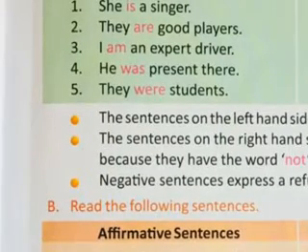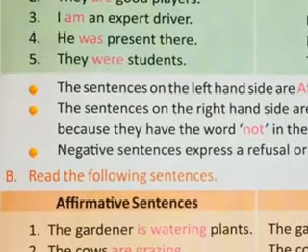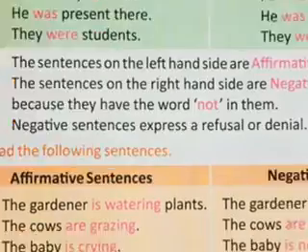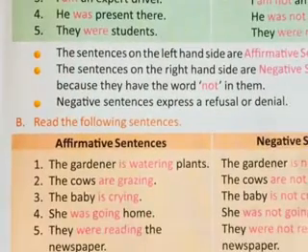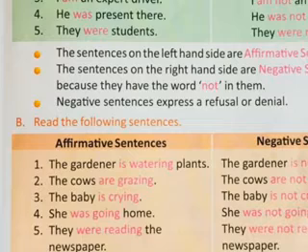A, read the following sentences. This is of first type, affirmative sentences, and here you can see negative sentences. So with the help of examples, I am going to teach you. Here you can see she is a singer, the first sentence, right? And is the verb here, okay?